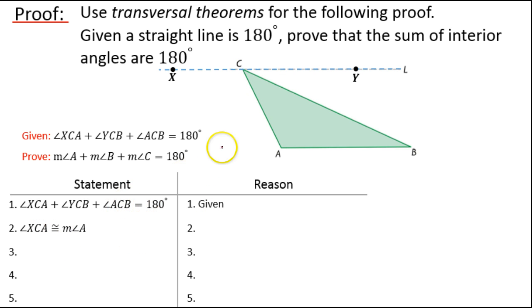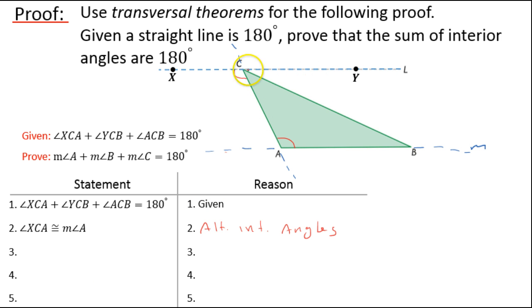So let's start out with number 2. It says XCA, so we're looking at this angle here. XCA is going to be congruent to the measure of angle A. Well, if I extend this out, actually, let me grab a different color to make my point. If I extend this line out, I have two parallel lines, L and we'll call this M, and it's being cut by this transversal. So I can say this is congruent by alternate interior angles. We can state that the reason is alternate interior angles.